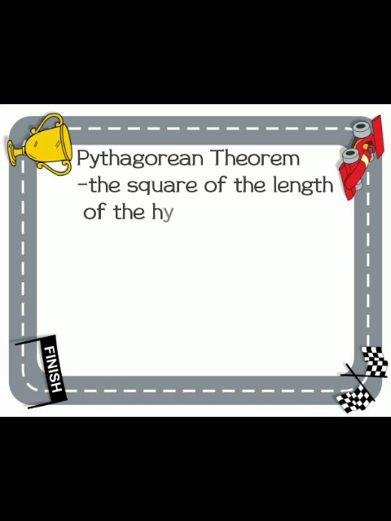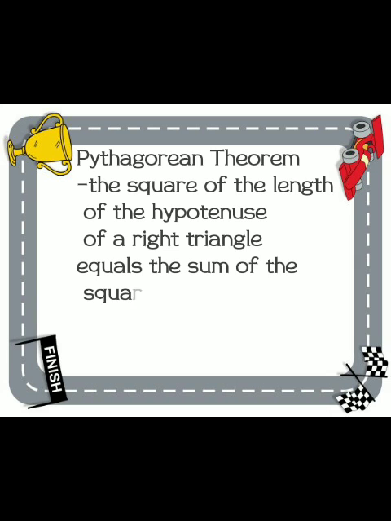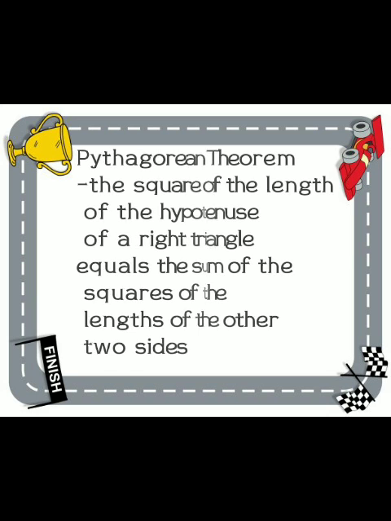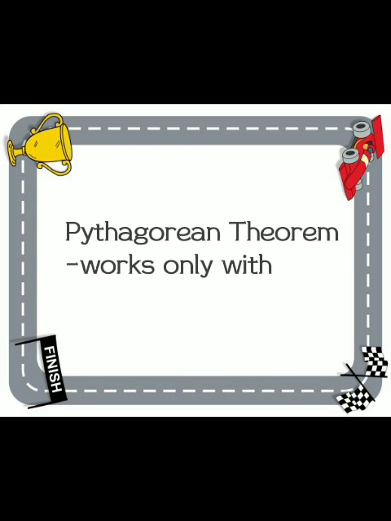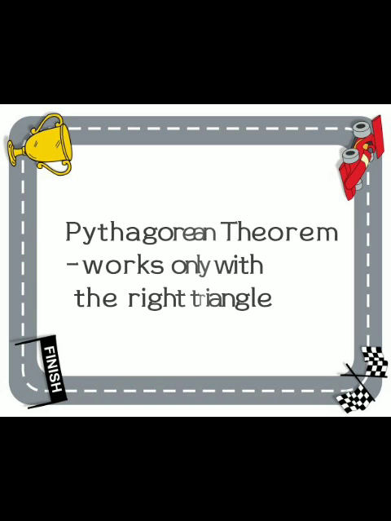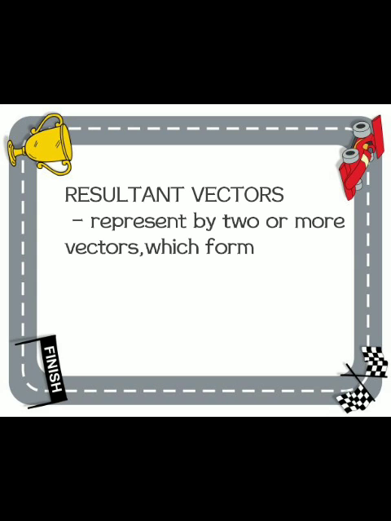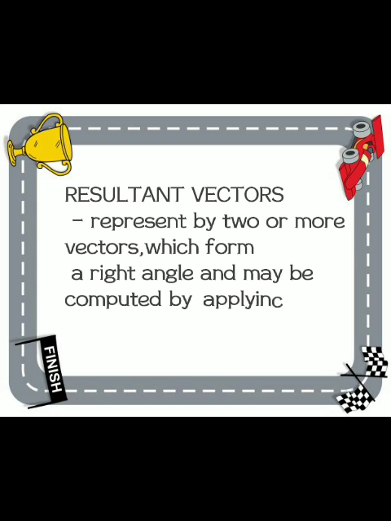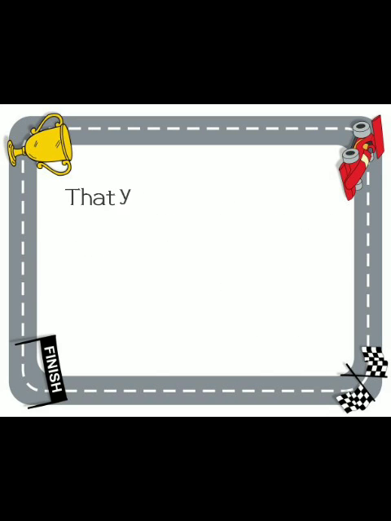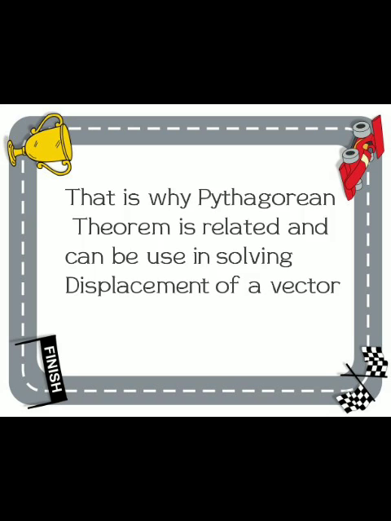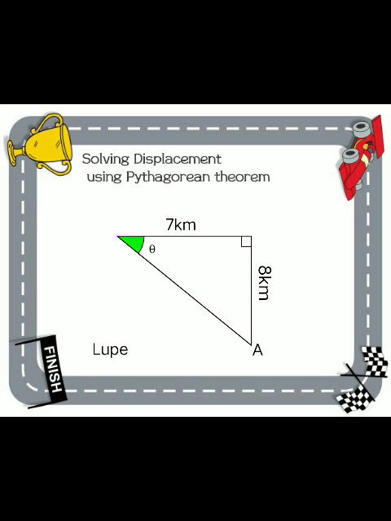Pythagorean theorem: the square of the length of the hypotenuse of a right triangle equals the sum of the squares of the lengths of the other two sides. But take note of this. Pythagorean theorem works only with right triangles. A resultant vector represented by two or more vectors which form a right triangle may be computed by applying the Pythagorean theorem. So that is why the Pythagorean theorem is related to solving for the displacement of a vector. So let us solve for the displacement using the Pythagorean theorem in our problem.